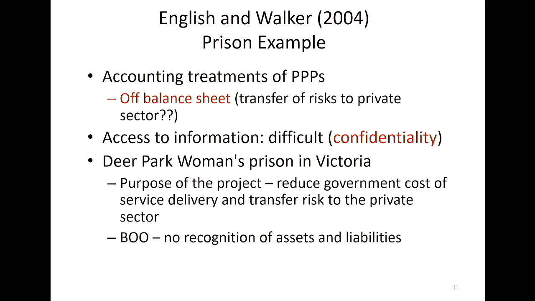So the off-balance sheet approach is justified as a way to account for PPPs because it's considered that most of the risks and also the benefits of ownership of the facilities were transferred to the private sector provider. Therefore, the government does not need to disclose the assets and liabilities on the balance sheet, so it's off balance sheet. So you make access to information difficult, particularly with the confidentiality provisions as well.